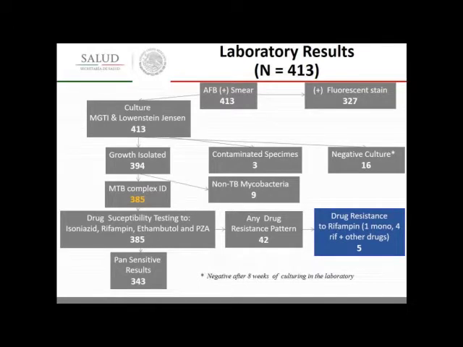Of the 413 specimens received, the LME laboratory had mycobacterial growth in 394. Of these, 385 were identified as MTB complex and 9 as non-tuberculous mycobacteria. Of the 385 DST performed to the first-line drugs, 343 specimens were susceptible to all 4 drugs, and 42 had some type of drug resistance, including 5 with resistance to rifampin alone or in combination with other drugs.